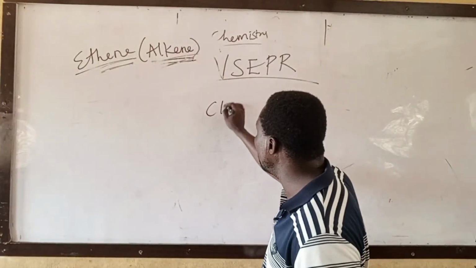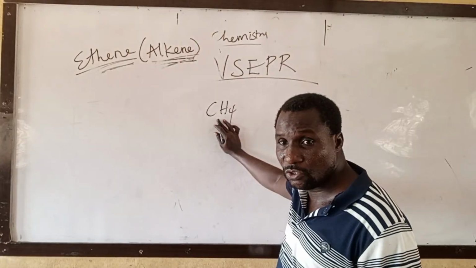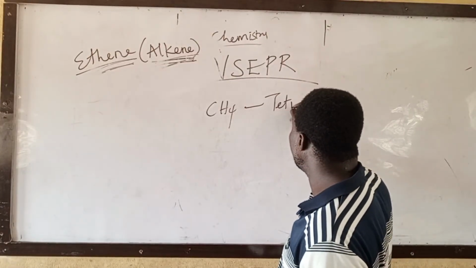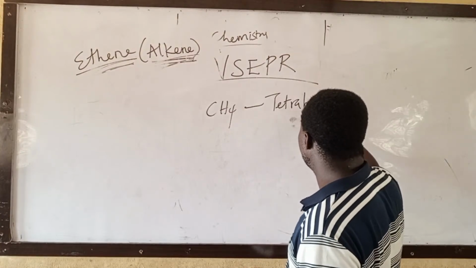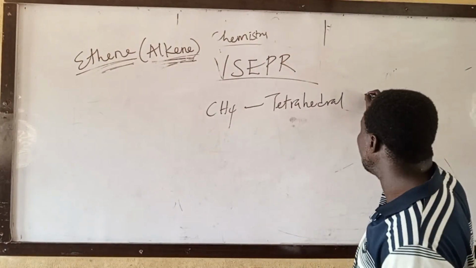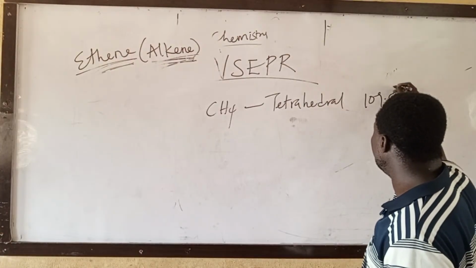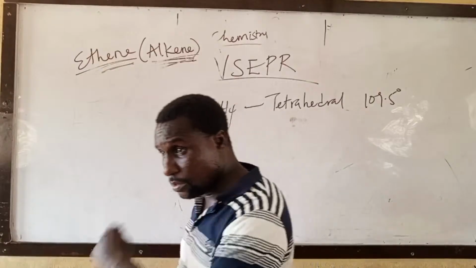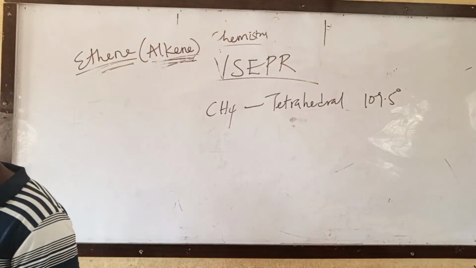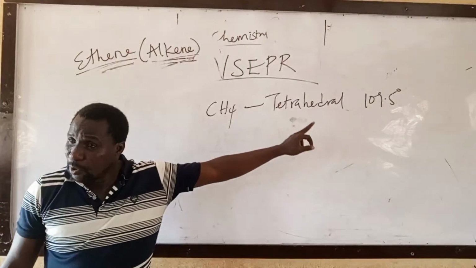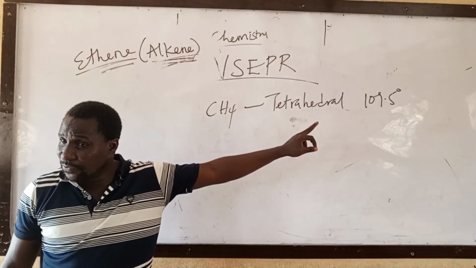What is the shape of ammonia? You say tetrahedral. What is the bond angle? The bond angle is 109.5 degrees. Take note, when you have tetrahedral molecular shape, their bond angle is 109.5 degrees.